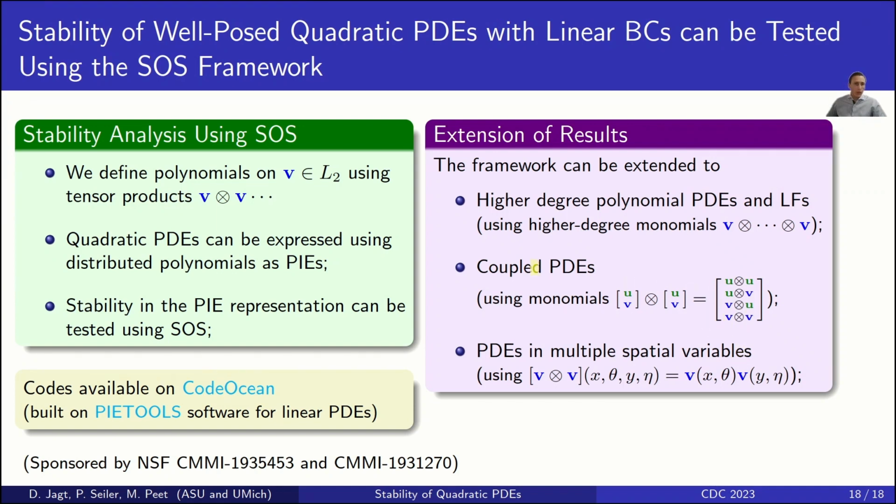So to conclude, we can use this SOS approach to actually test stability of these quadratic PDEs with linear boundary conditions, where we define our distributed polynomials and thus the SOS polynomials using these tensor products of the state V with itself. We can represent our quadratic PDE in terms of these distributed monomials as partial integral equations. And then finally, we can test stability in this PI representation using the sum of squares framework.